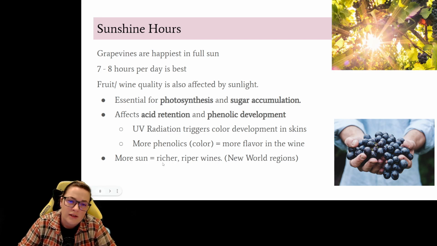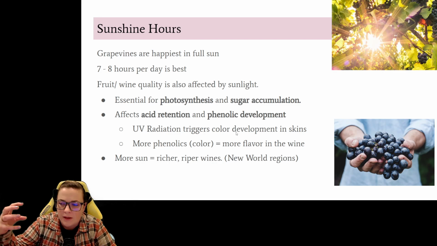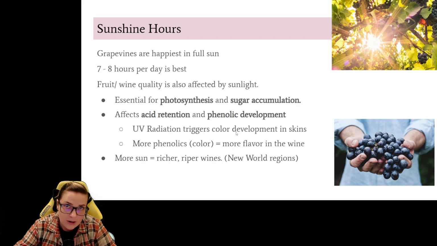So if you have more sun, it typically means richer, riper wines. So we really equate that to New World regions. New World meaning the United States, Australia winemaking, right? So we have very fruity, intense wines, whereas sometimes in Europe, the wines can be a little more leaner, lower alcohol, lighter bodied, and a little more elegant and nuanced, right? Because it's kind of lighter, but here in California, it's a little bit different.